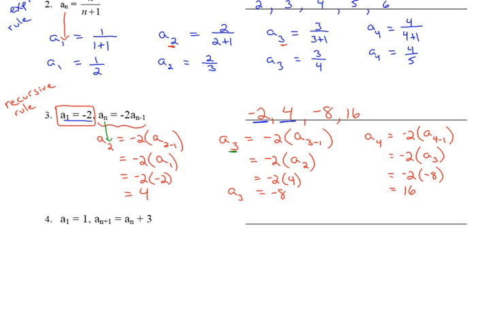Hopefully by now you've noticed that I'm doubling the numbers each time, and I'm also changing the sign. That means I'm multiplying each number by a negative 2. Negative 2 times negative 2 is a positive 4. Positive 4 times negative 2 is negative 8. Negative 8 times negative 2 is positive 16. And 16 times negative 2 is negative 32.